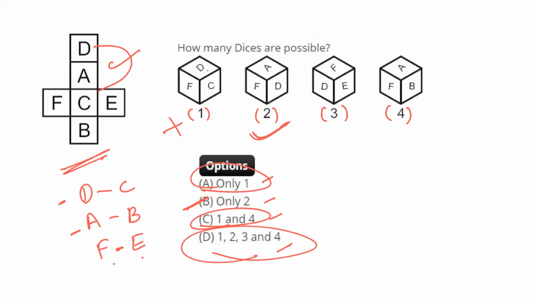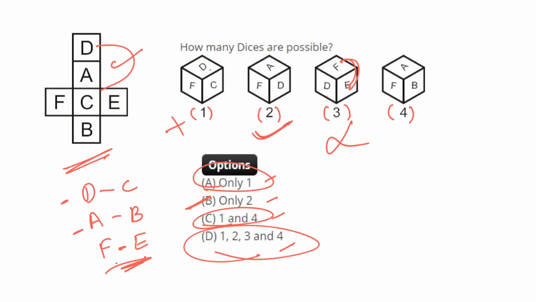So what is wrong with the other 2 dice? So you can see F and E. They are opposite to each other. So this is also not possible. And A and B, they are opposite to each other, and therefore the fourth option is also not possible. Therefore only 2 is the right answer.